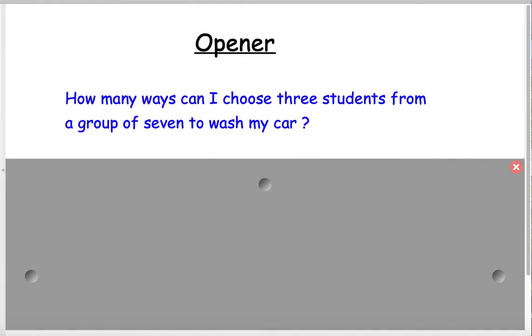Let's switch gears for a minute. How many ways can I choose 3 students from a group of 7 to wash my car? Wow, we just took a strange turn.